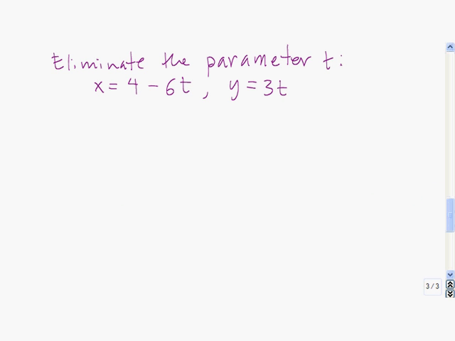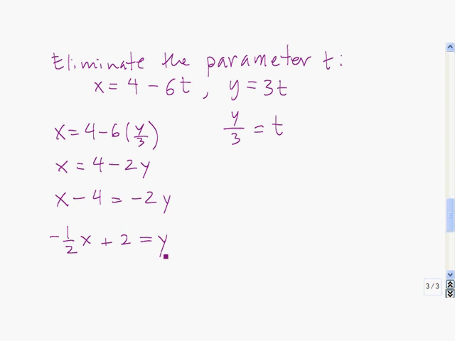Okay, why don't you press pause while you eliminate the parameter t here. The first thing is you should have divided both sides by 3, so we get t equals y over 3. Then we plug this value of t in for the t in the equation for x. And from there we get x equals 4 minus 2y. And now we just want to solve this here for y in terms of x. And we get that y is equal to negative 1/2 x plus 2.